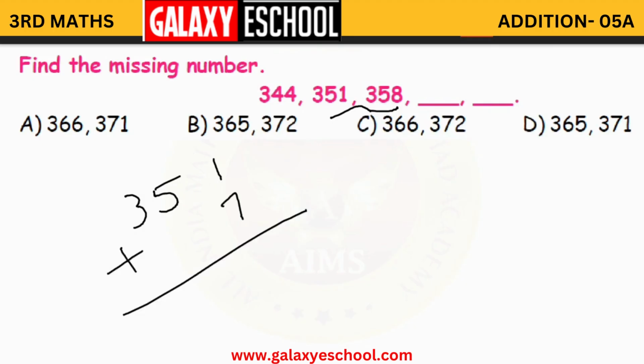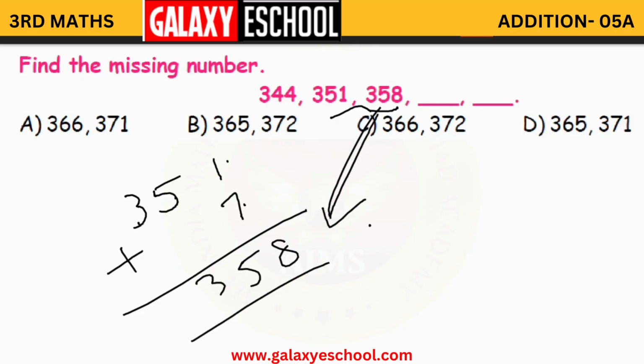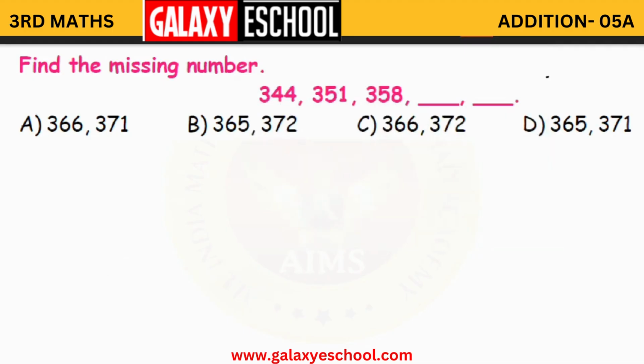Now let us check the same with these two numbers also. 351 plus 7. 1 plus 7, 8, 5, 3. What did we get? 358, right? So what is the relation here? We need to add 7 to get the next number. Yes, we need to add 7 to get the next number.